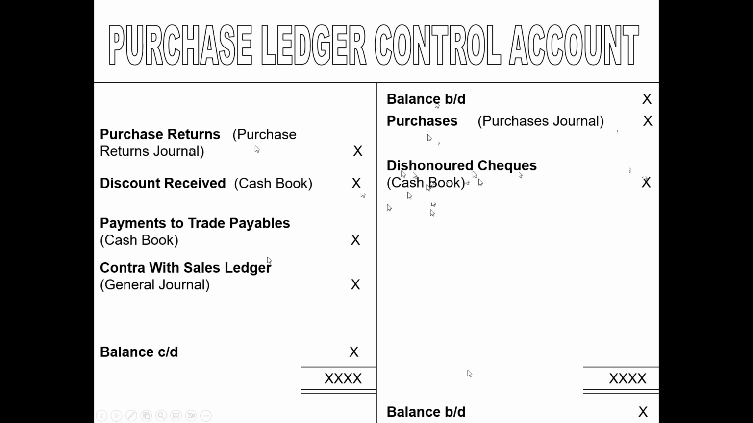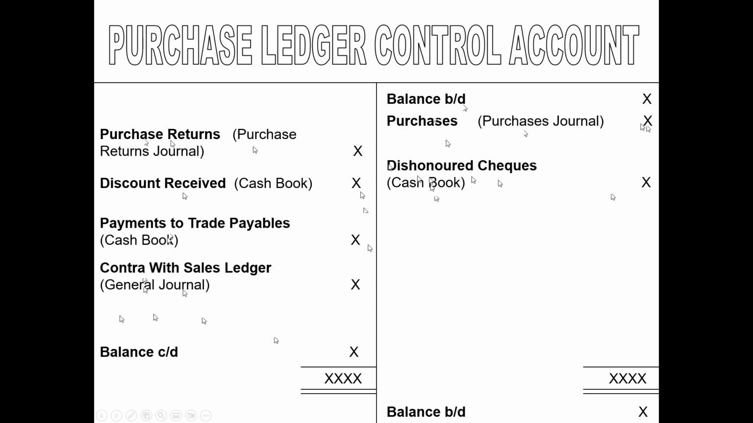On the debit side, anything that reduces the amount we owe to suppliers, so purchase returns, picking that up from the purchases returns journal. Discount received, we're going to get that out of the cash book. Payments to trade payables, also out of the cash book. And any contras with our sales ledger, we'll find those in the general journal. So that's going to be in there.